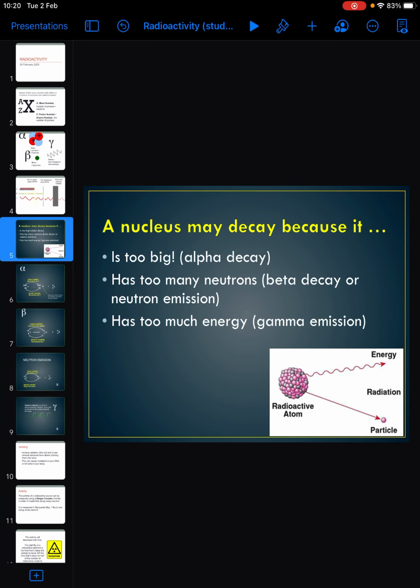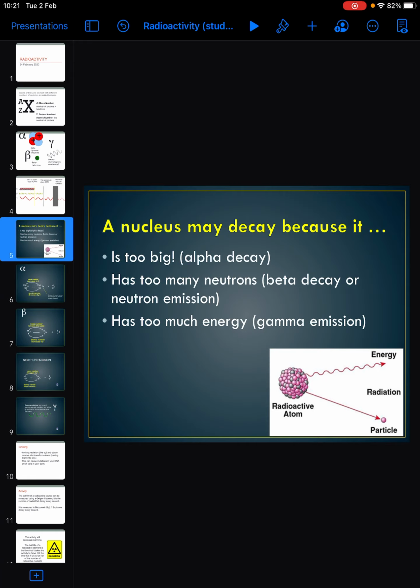So why may a nucleus decay? It may decay if it is too big. Too many particles, let's get rid of some of those particles, you'll do alpha decay. If it has too many neutrons, you've got a choice here, beta decay or neutron emission. I know we haven't talked about neutron emission. Full confession, it's just really dull. It spits out a neutron, that's it. Not really ionizing, doesn't really do much. Or it may have too much energy, in which case it'll do gamma emission.